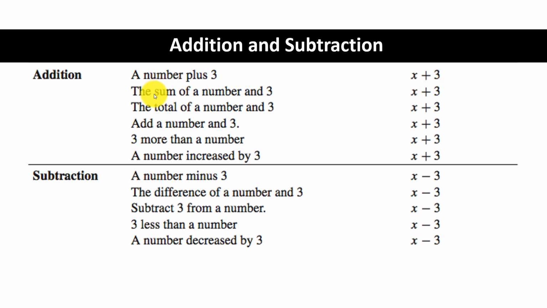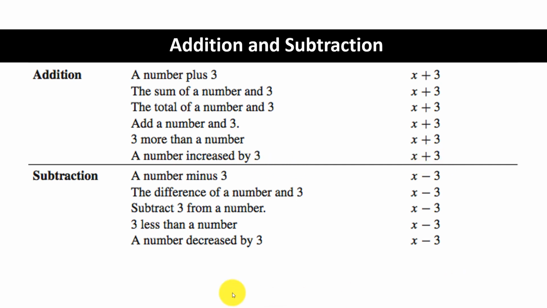The sum, that is a key word. Sum means you add, and in this case we have a number or a variable and 3. Total also means addition. Add a number and 3, that's the same thing as saying x plus 3. 3 more than a number is x plus 3. A number increased by 3, again, is x plus 3.